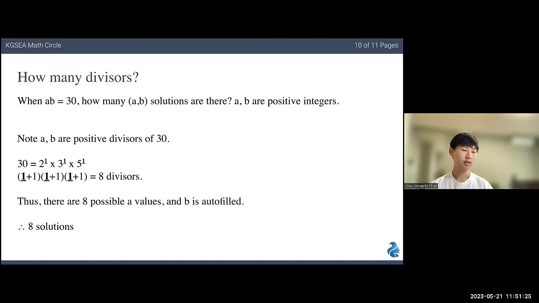Now, we can apply this knowledge to solve problems such as this. I'll give you some time to read the question. Okay, so note a, b are positive divisors of 30. So our motivation would be to find the number of divisors of 30. And using the method before, we get that there are 8 divisors, because after prime factorization, adding 1 to each exponent and then multiplying, we get 8. Thus, there are 8 possible a values. And then b would be autofilled, meaning if a is decided, then b is automatically decided. Thus, there would be 8 (a, b) solutions.